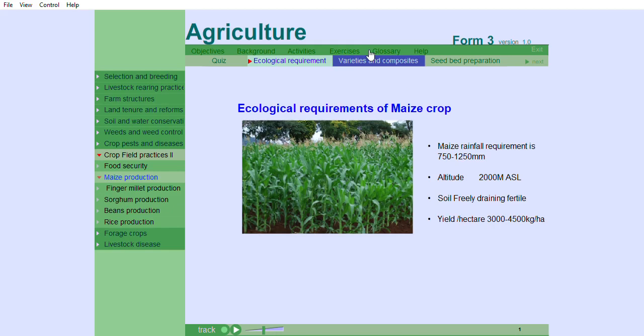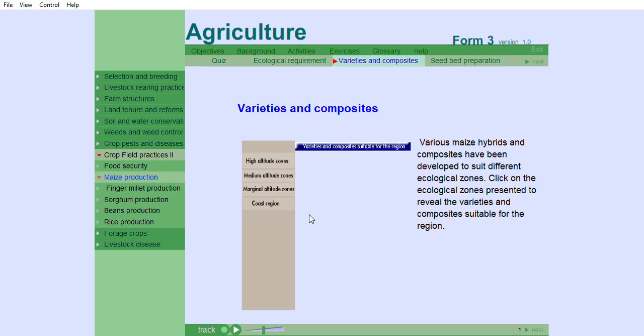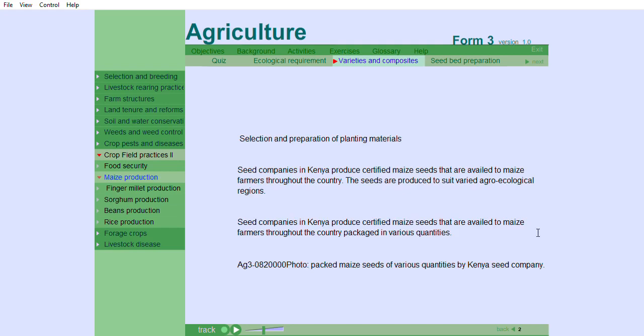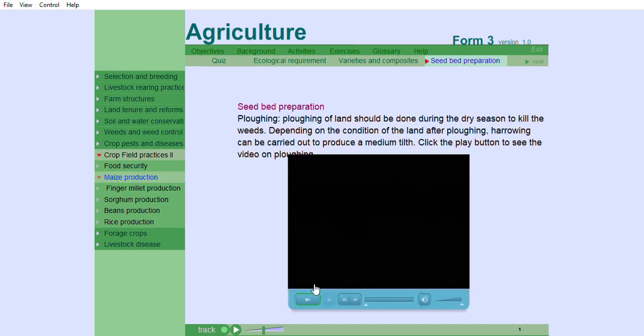Sorghum requires a rainfall of between 420 to 630 millimeters. Altitude, 0 to 1,500 meters above sea level. Seedbed preparation. Plow.